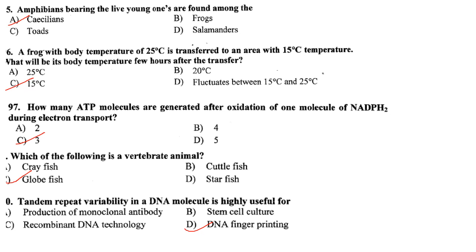A frog with a body temperature of 25 degrees Celsius is transferred to an area with 15 degrees Celsius temperature. What will be its body temperature a few hours after the transfer? So frogs are ectothermic, and ectotherms depend mainly on external heat sources, and their body temperature changes with the temperature of the environment. So the temperature falls to 15 degrees Celsius as the external environment temperature. So the answer is option C, that is 15 degrees Celsius.